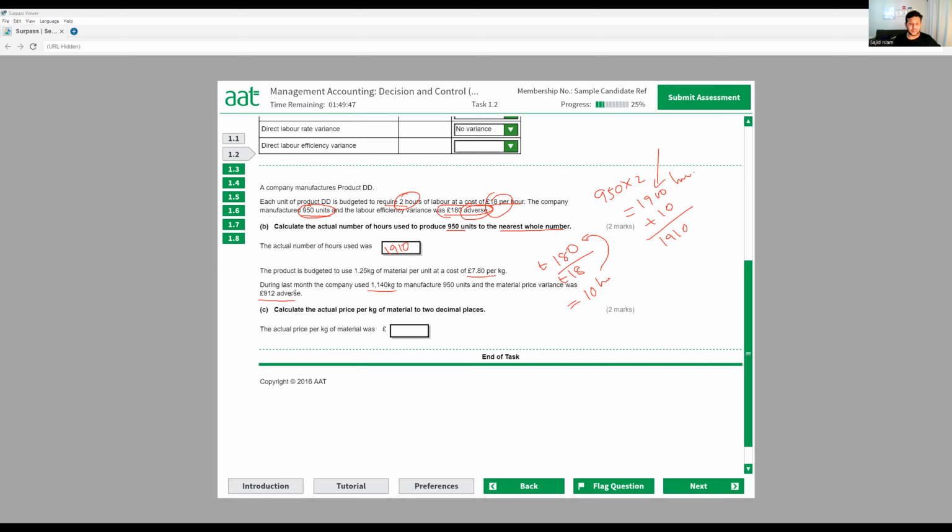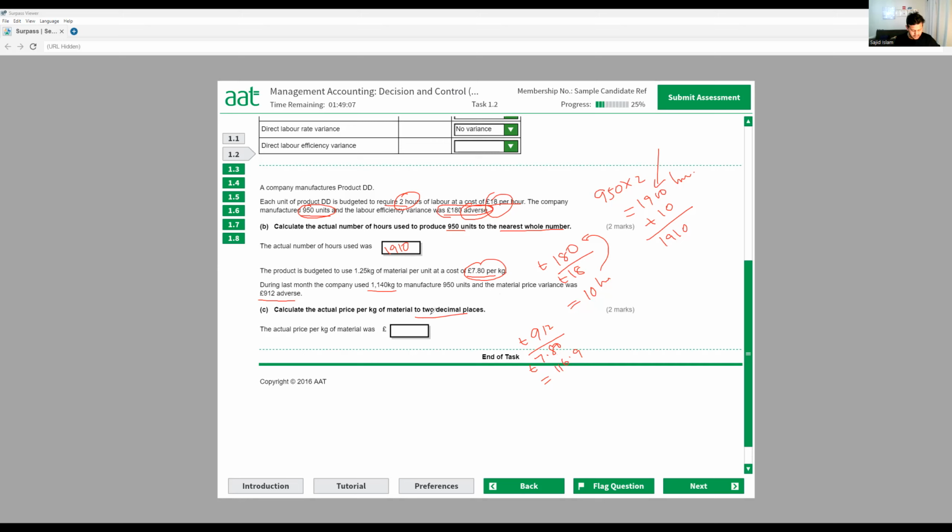So we need to find out how many kilo this is. 912 is the amount, and per kilo is 7.80. So 912 divided by 7.80, and that will tell us how many kilo we have. So you can see here we have 116.9. All right, this is the one we need to show according to 2 decimals.